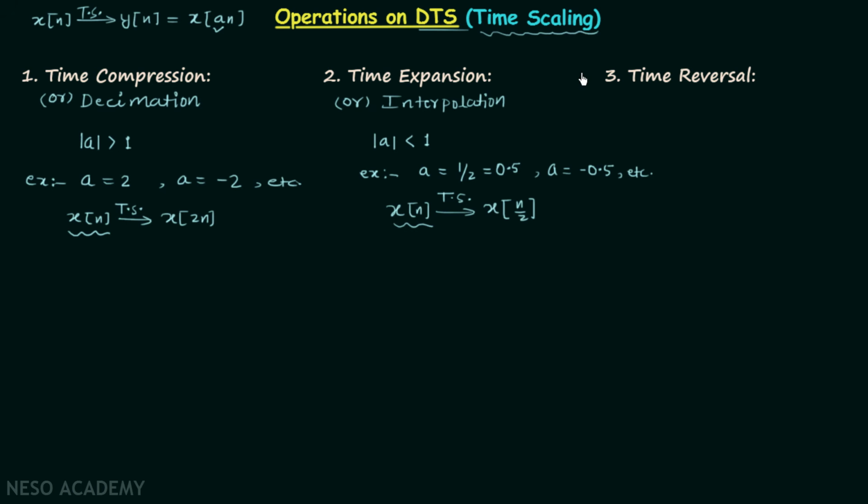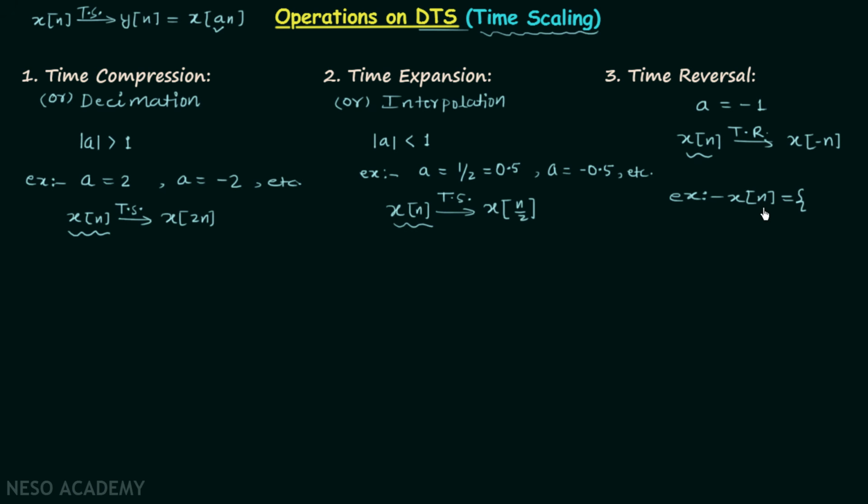Now let's move on to the third type, which is time reversal. Time reversal is the special case of time scaling, and time reversal will be there when a is equal to -1. So for x[n], after performing the time reversal, we will have x[-n]. You can see that to get x[-n] from x[n], we simply need to flip the waveform of x[n] about the y-axis.